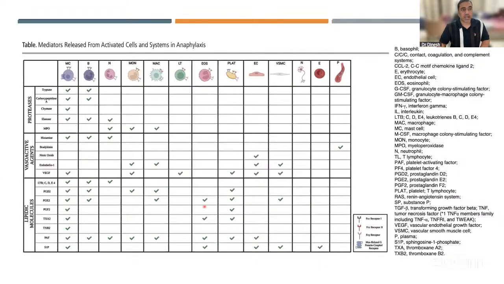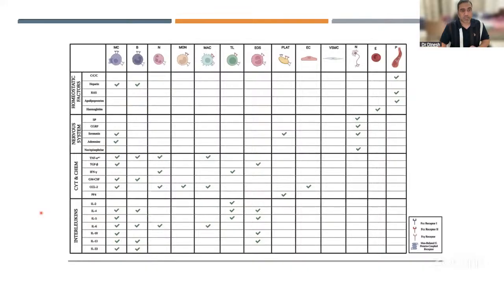So if you see this slide, these are the different cells like mast cells, basophils, neutrophils, monocytes, and these are the different mediators on the left side. We'll go through the important ones.